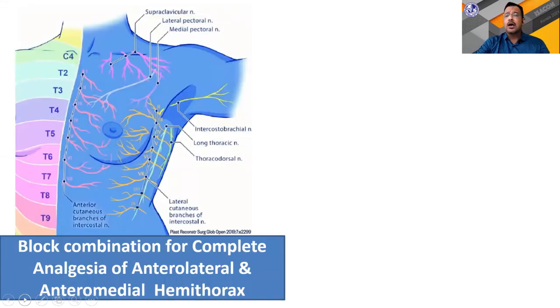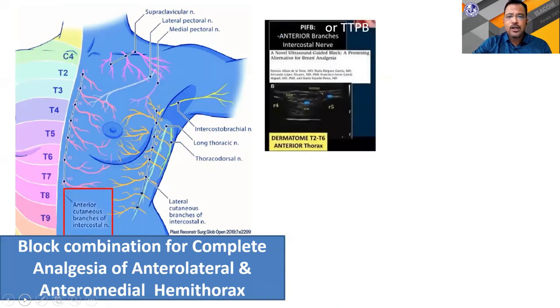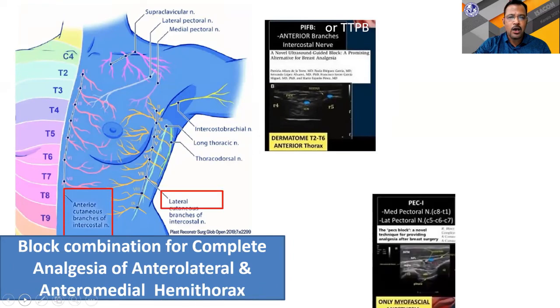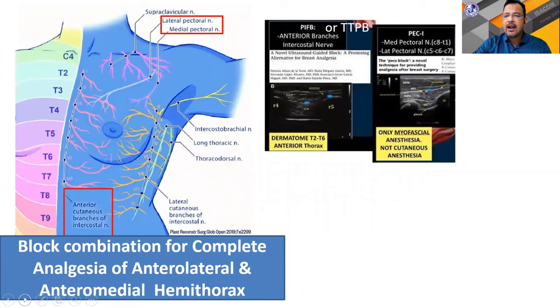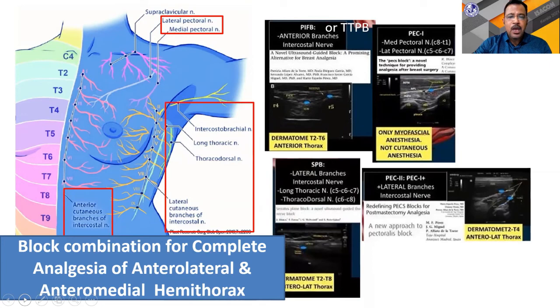So what options do you have for a block combination for complete analgesia of the anterolateral and anteromedial hemithorax? First, if you want to block the anterior cutaneous branches of the intercostal nerve, you can use any of the anteromedial blocks like the pectointercostal fascial plane block or transverse thoracic plane block. For the lateral pectoral nerve and the medial pectoral nerve blockade, that is a PEC-1 block. For the intercostobrachial nerve, long thoracic nerve, thoracodorsal nerve, and the lateral cutaneous branch of the intercostal nerve, you can use either the serratus plane block or a modified PEC-2 block.